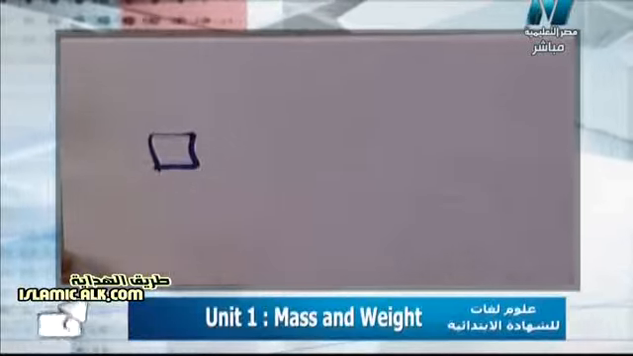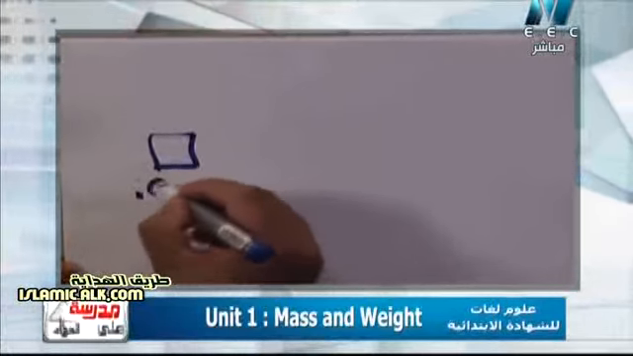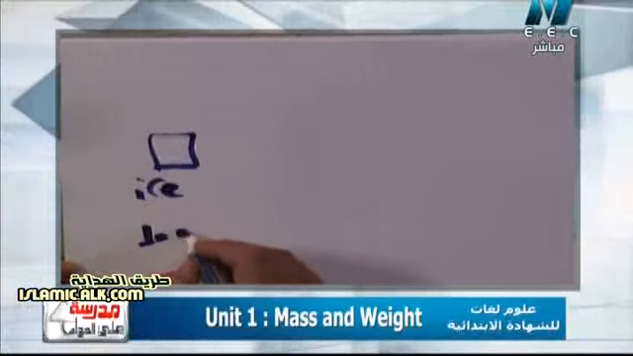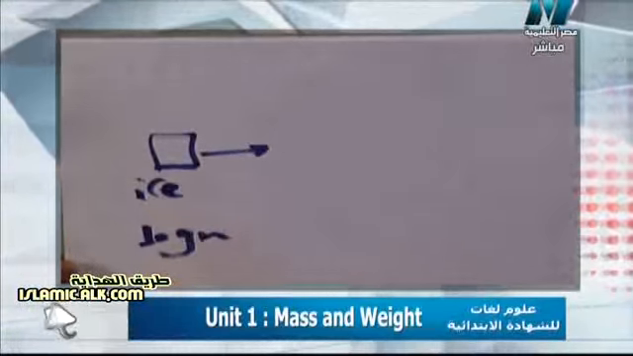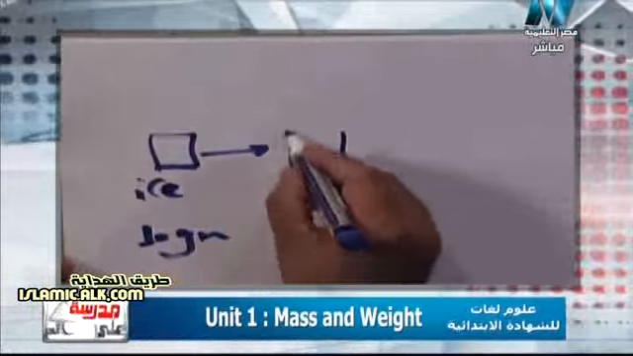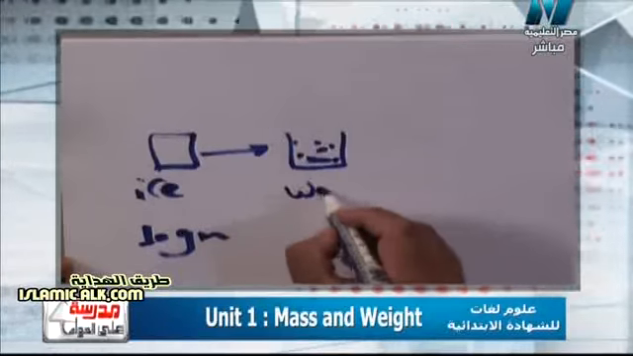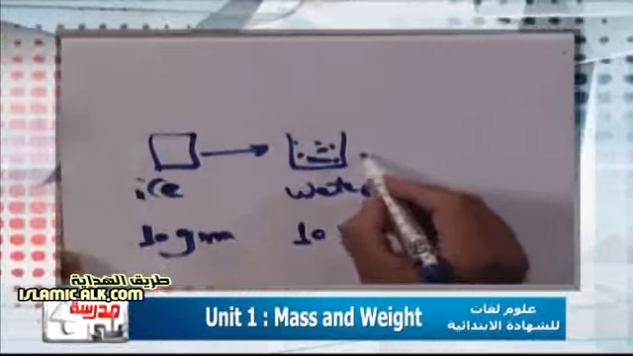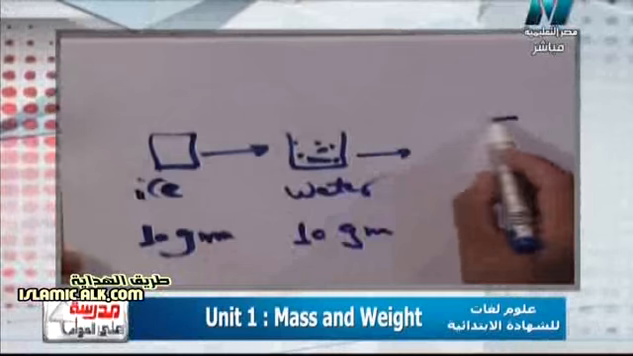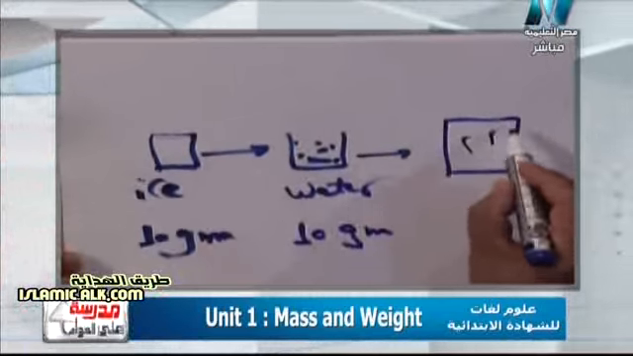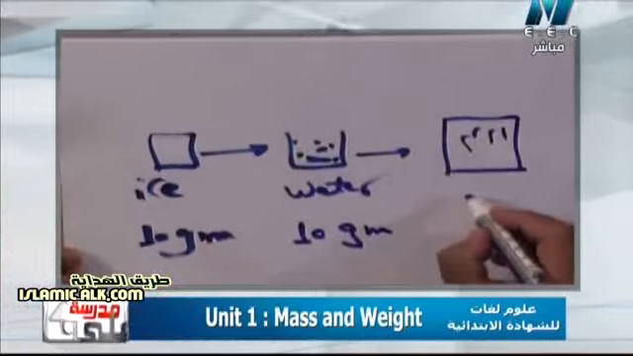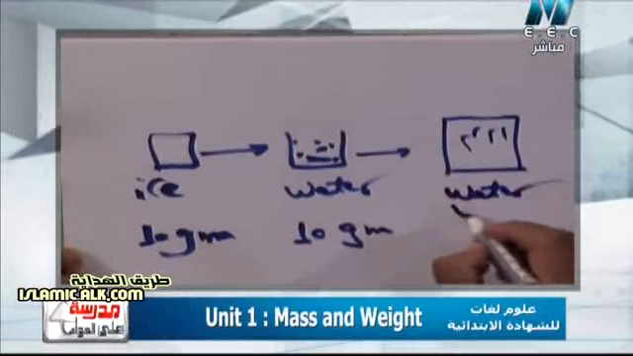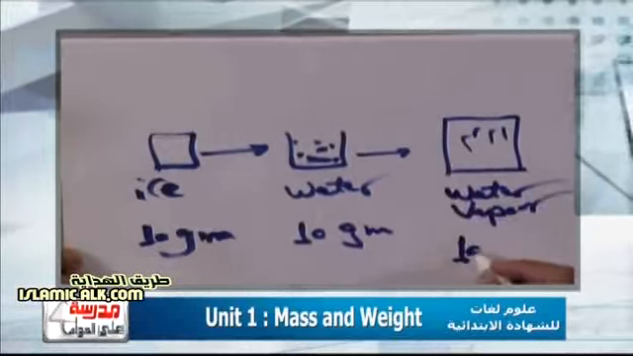So here, imagine that if there is a piece of ice or a cube of ice like that, that's ice, it will have 10 gram. What happened if I melted this ice and change it into water? It will have also 10 gram. Okay? What happened if this water is evaporated but in a closed system? All water evaporated, water vapor. It will have what? It will have 10 gram too.